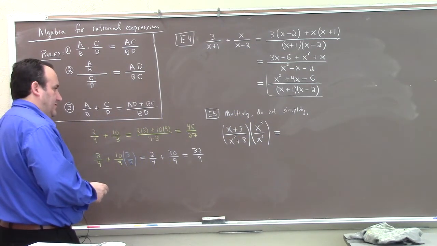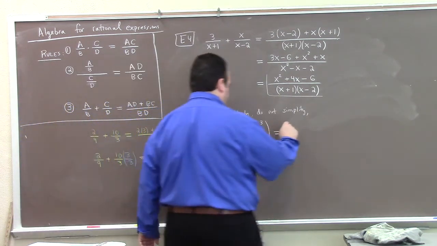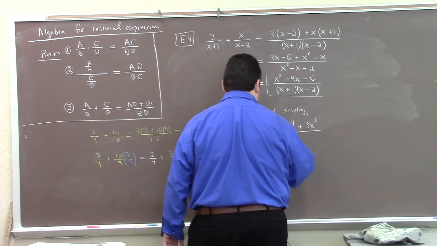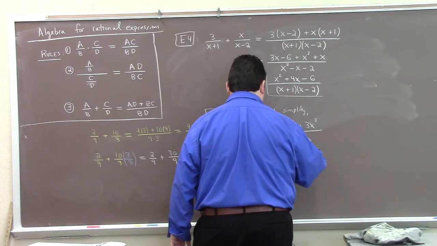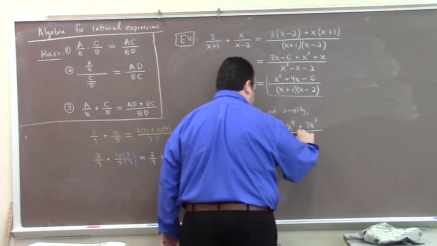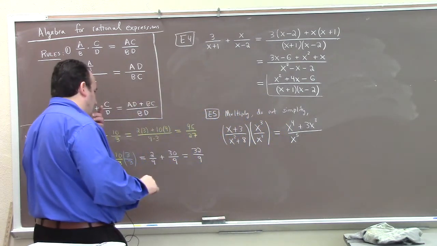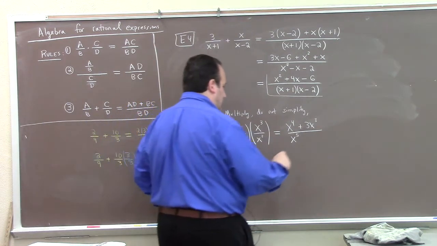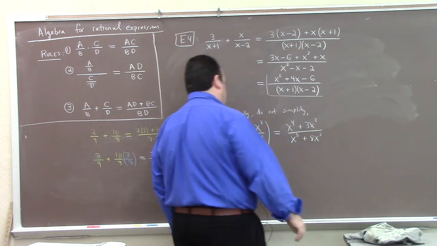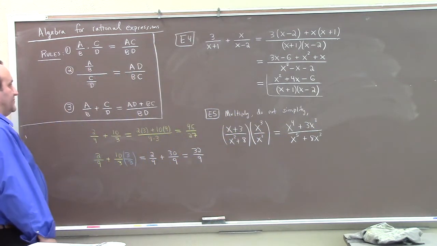We get x to the 4th plus 3x cubed. Well, 2 plus 3 is 5, so x to the 5th plus 8x cubed, yeah? There you go. That would be an example multiplication, right?